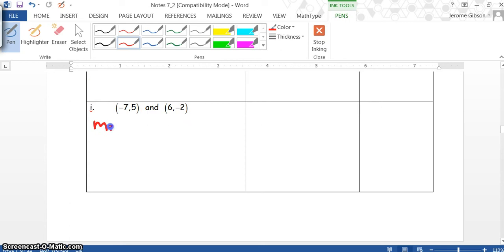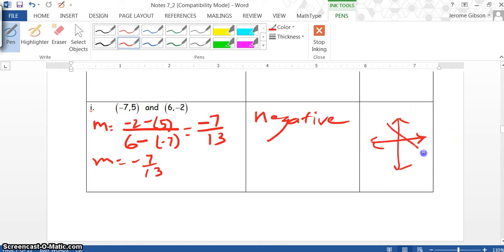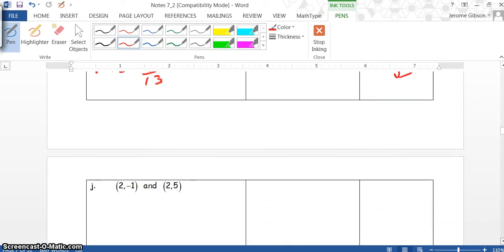Now we come here. We have y sub 2, which is negative 2, minus y sub 1, which is 5. X sub 2 is 6, minus x sub 1 is negative 7. Negative 2 minus 5 is a negative 7. 6 minus a negative 7 will give us positive 13. So we have a negative slope. We can draw a line representing a negative slope. And we're done with that.